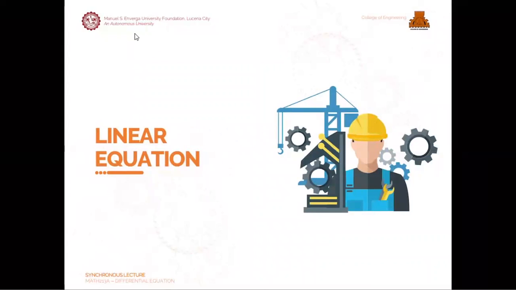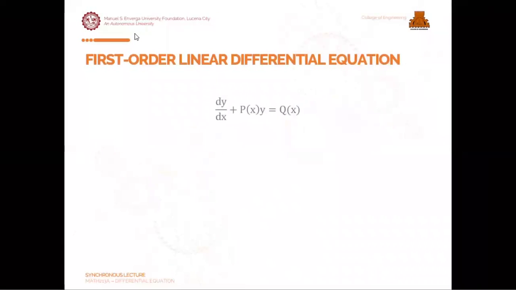Next, we go to linear equation. Okay? So, sa linear equation naman, ito yung kailangan nating tandaan. So, sa linear equation, ito yung first order linear differential equation natin. So, yung standard form niya is dy over dx plus p of x times y is equals to q of x. Okay? So, kailangan nyo tandaan, kapag nakakita kayo ng equation, titingnan nyo yung form niya.